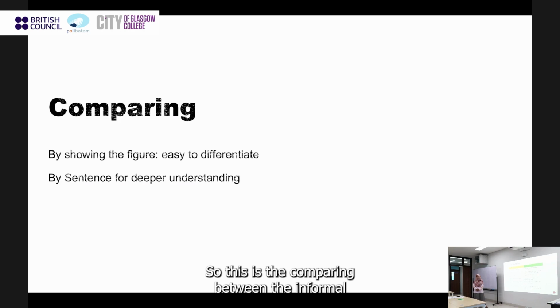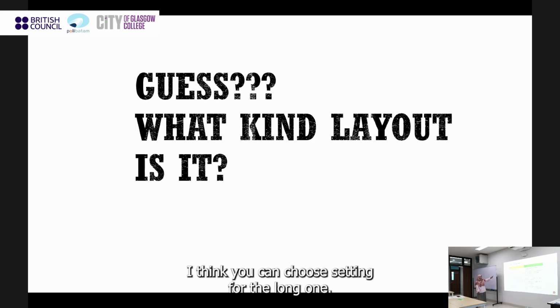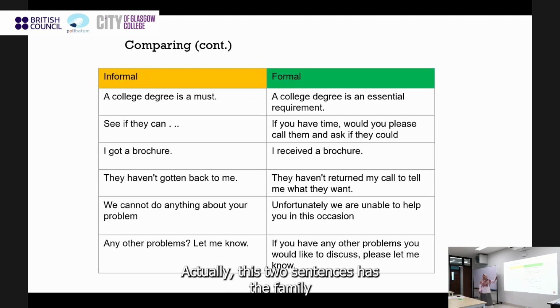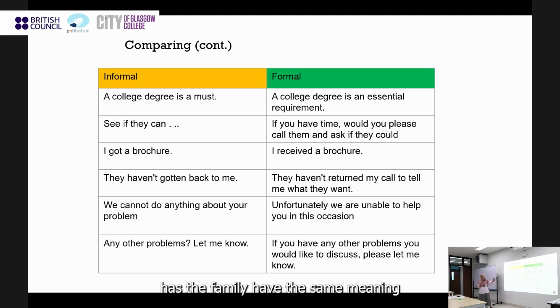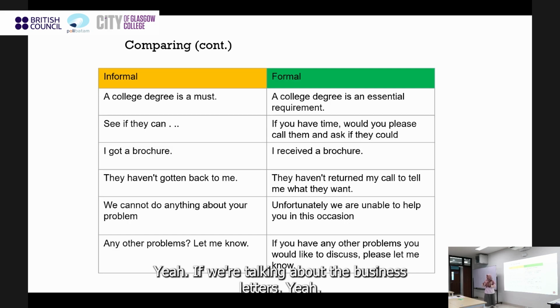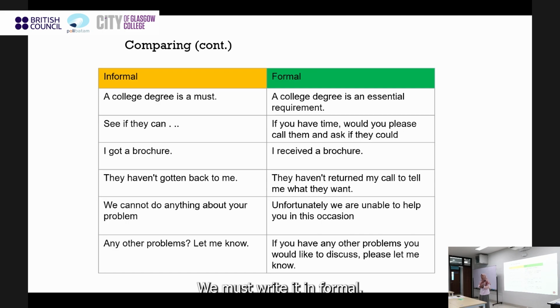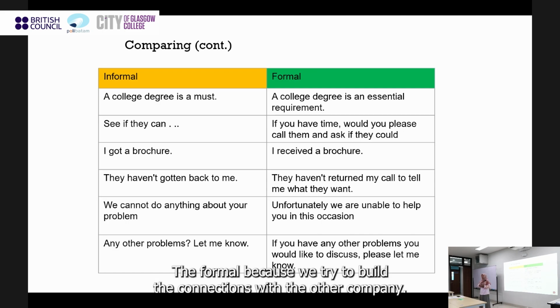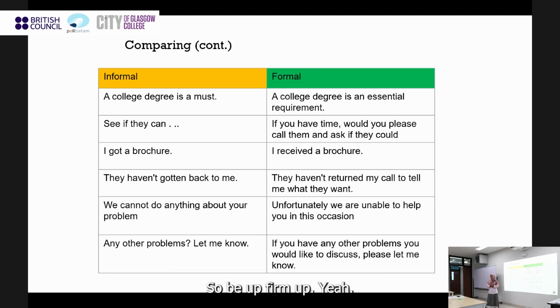Okay, this is the comparison between informal and formal. I think you can choose the informal one. Actually, these two sentences have the same meaning, but the usage is different. If we're talking about business letters, we must write in formal language, because we try to build connections with other companies. So the language should be polite and formal. That's why we try to show you the formal and also the informal one.